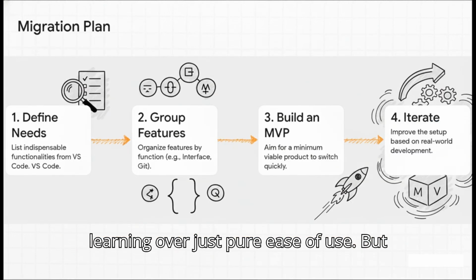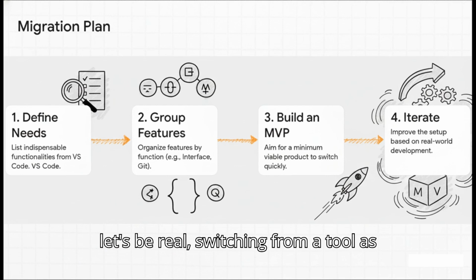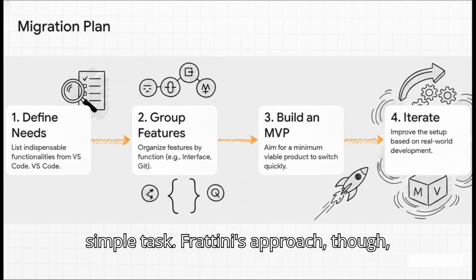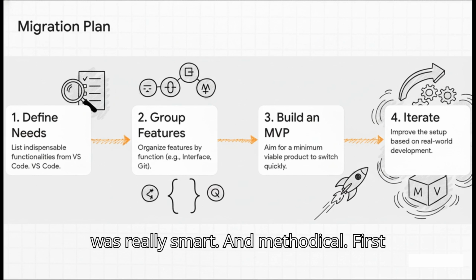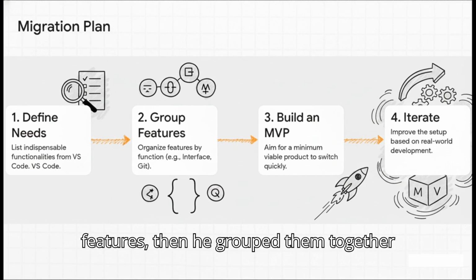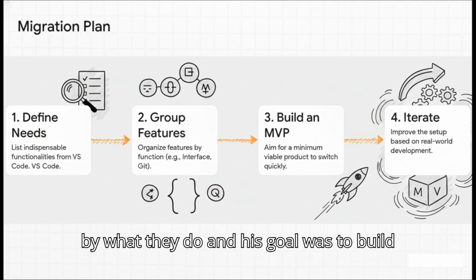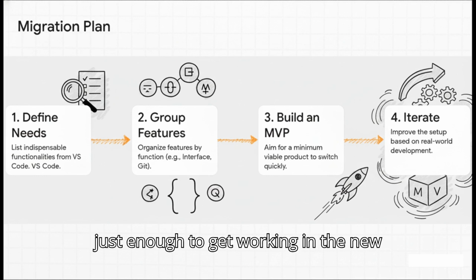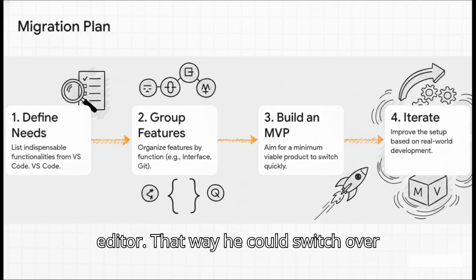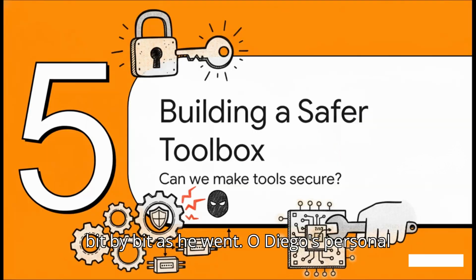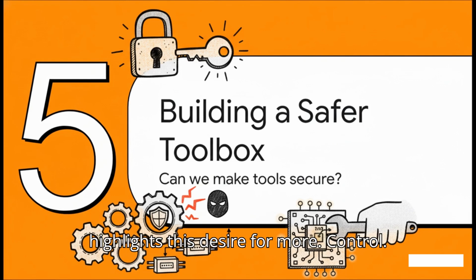But let's be real, switching from a tool as powerful and familiar as VS Code is not a simple task. Frattini's approach, though, was really smart and methodical. First, he just listed out the absolute must-have features. Then he grouped them together by what they do. And his goal was to build what he called a minimum viable product, just enough to get working in the new editor. That way, he could switch over quickly and then just improve his setup bit by bit as he went. So Diego's personal story is really powerful, and it highlights this desire for more control.